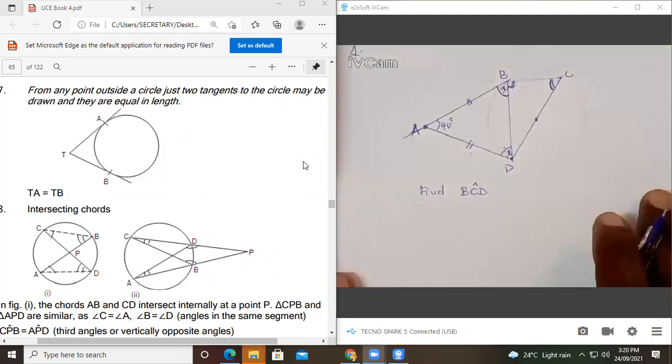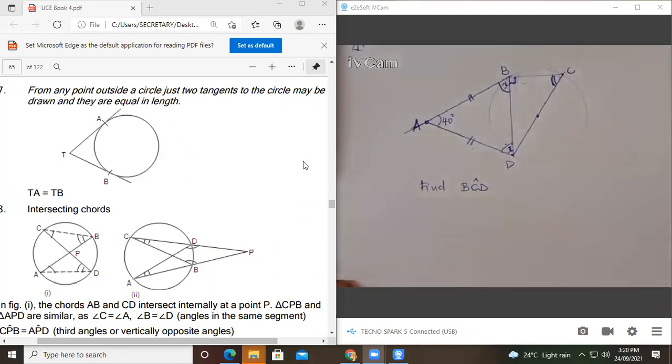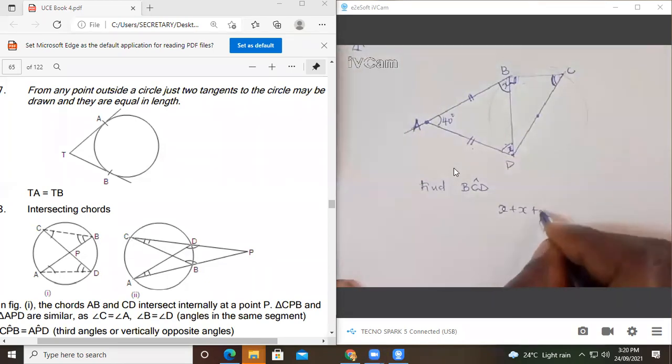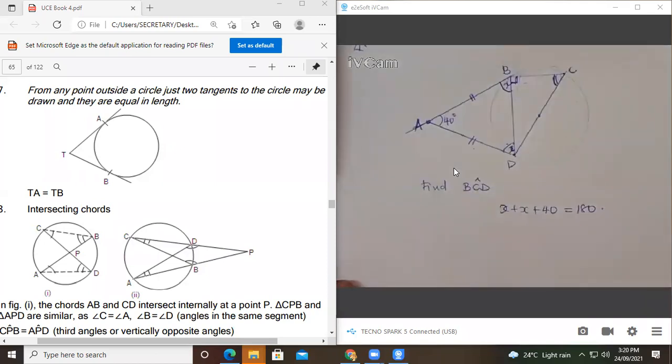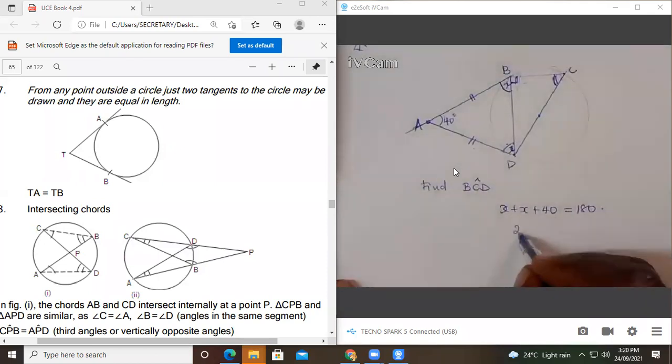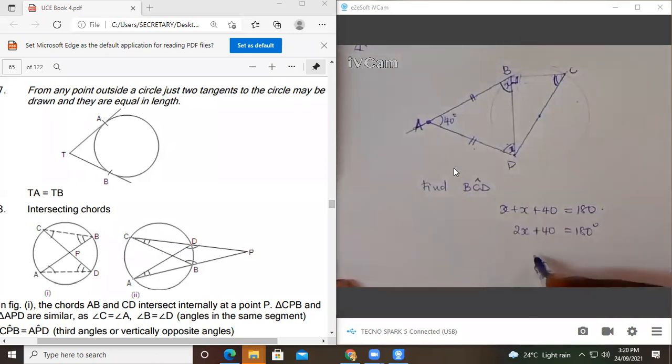Okay. So how did you get it? Angles in a triangle add up to 180 degrees. So when you get X plus X, that's 2X plus 40 degrees equal to 180. X plus 2X plus 40 equals 180. So 2X is 180 minus 40. Minus 40, isn't it? Yes.